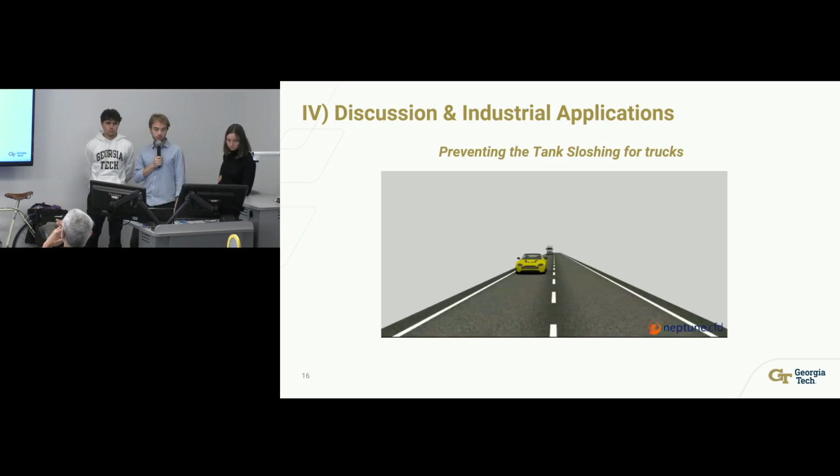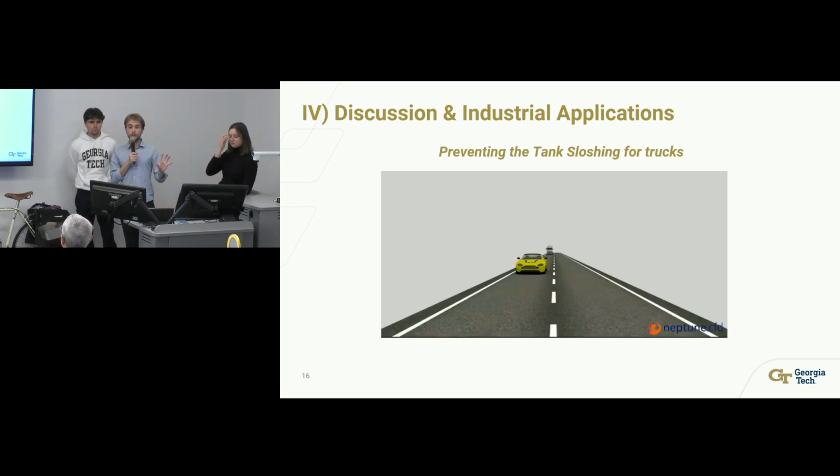So now let's talk about 2 industrial applications on how to prevent this effect of the spilling fluid. So first, preventing the tank sloshing for trucks. So let's say you have a truck that carries a fluid like oil. Then this fluid, when the truck is moving, has a back and forth movement as in the cup of coffee. And when the truck stops, this fluid has a force that can extend the length of braking.